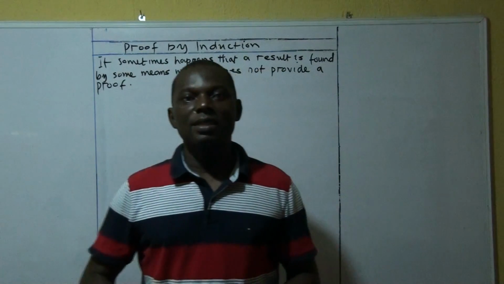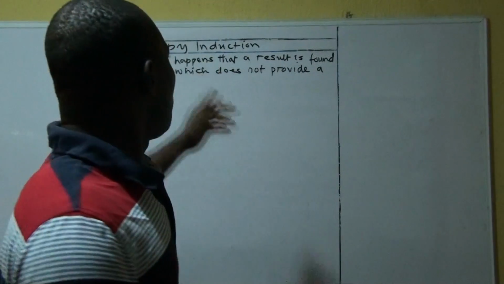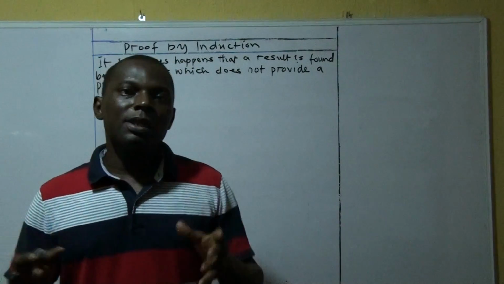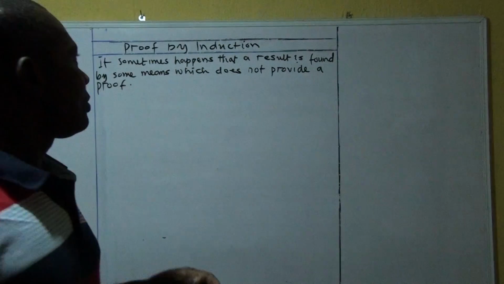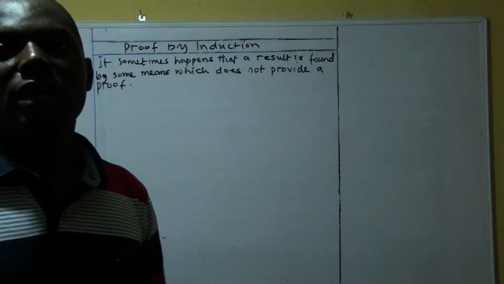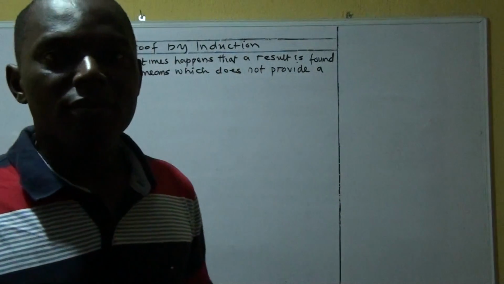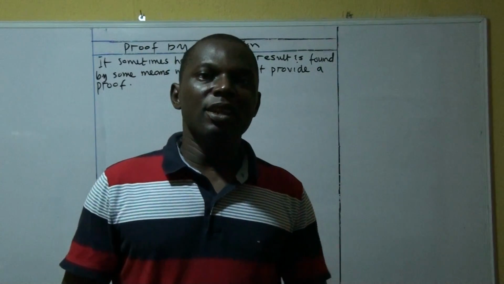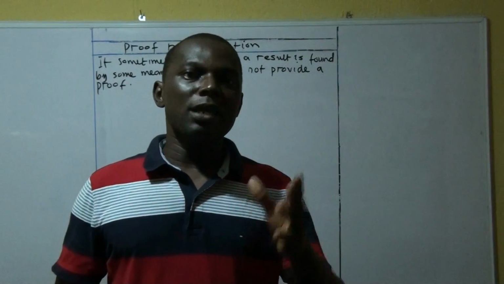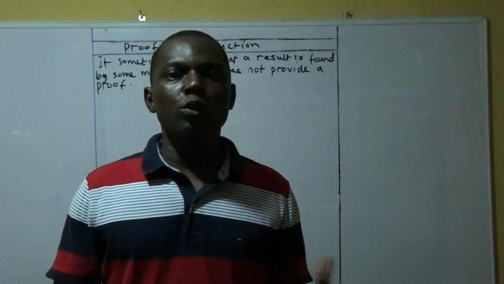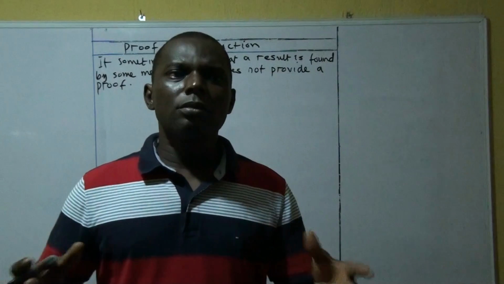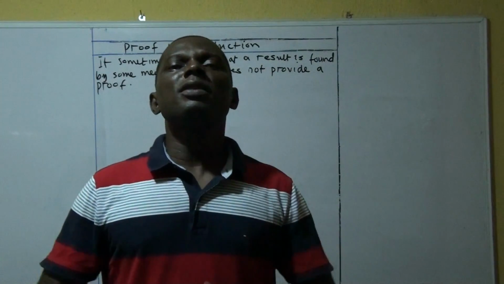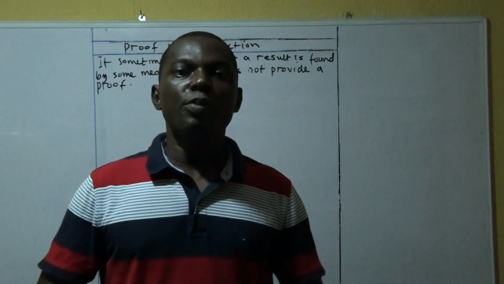In this class, essentially we're going to look at proof by induction. Now, it sometimes happens that a result is found by some means which does not provide the proof. So by mathematical induction, we are going to try to derive some formula which we might not necessarily provide the proof for.